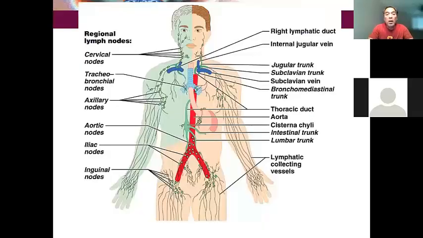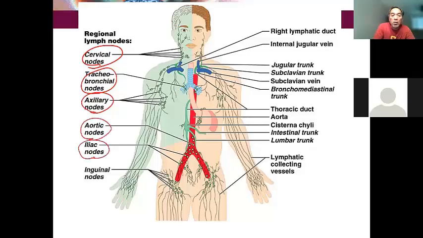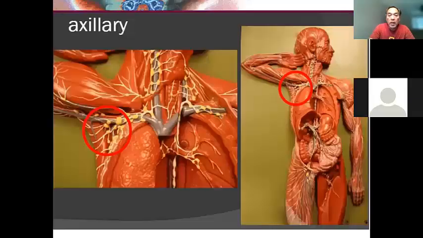All right, so again, this is from the schematic diagram that we studied from, and those are the nodes that we studied: cervical, tracheobronchial, axillary nodes, aortic nodes, iliac nodes, and the inguinal nodes. Okay, those are the structures that we studied in our lecture. Okay, now this is a picture of the axillary on the armpit. So those marble-like structures are called nodes. They're the one that guards anything on the chest and from the upper extremity.